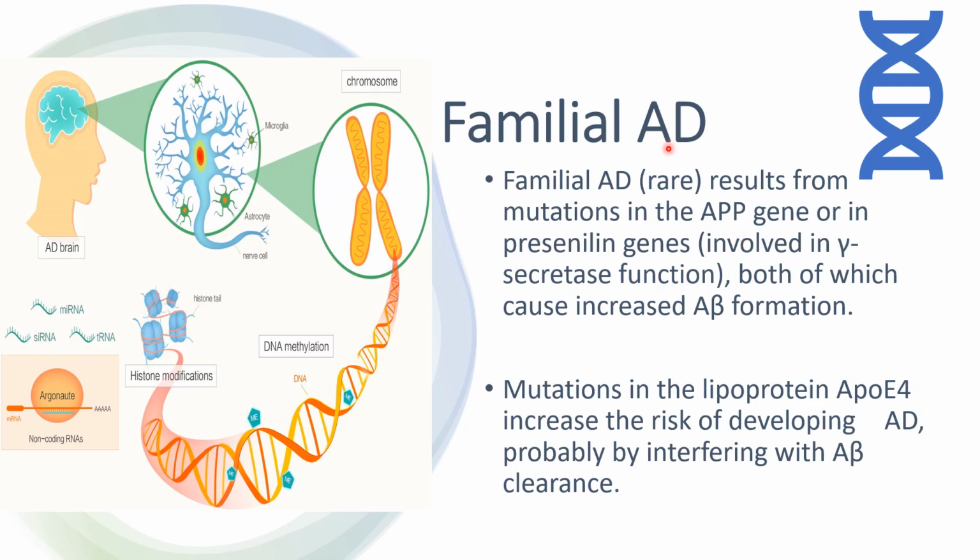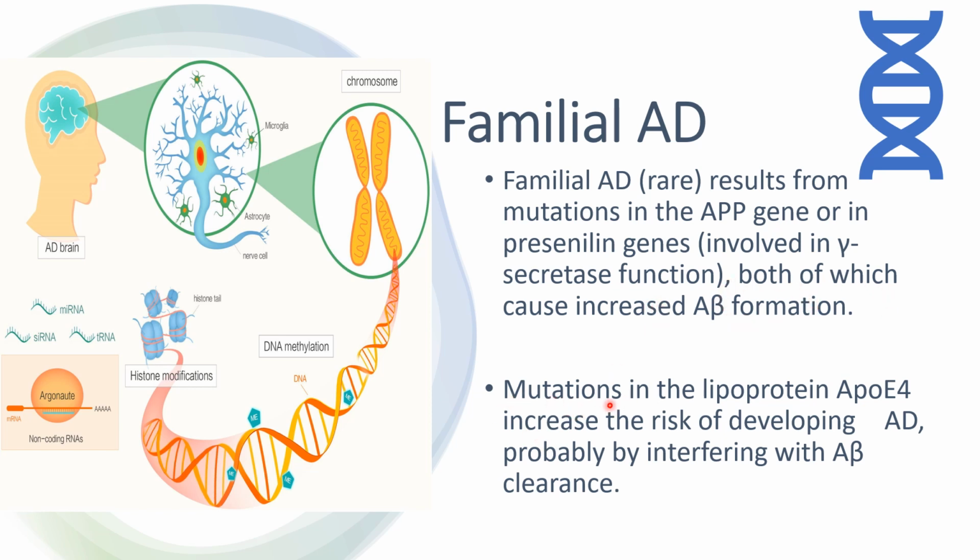Familial Alzheimer's disease results from mutation in the amyloid precursor protein gene or presenilin genes that are involved in gamma-secretase function. Gamma-secretase is important in the formation of the A-beta fragment of amyloid protein. So both these mutations cause increased A-beta formation, and then increased A-beta formation causes the formation of amyloid plaques, as we have discussed earlier.